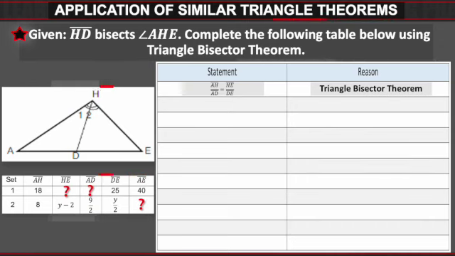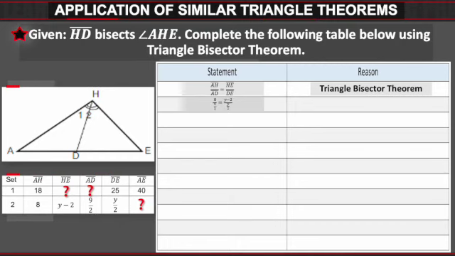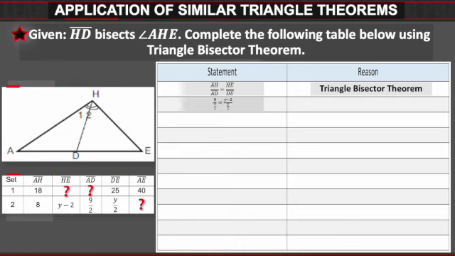Next, what would be the next statement? So, just substitute them all. Lahat ng given value. Si AH is 8. Si AD is 9 over 2. Si HE is y minus 2. And then si DE is y over 2. So, the reason for this, of course, is substitution.